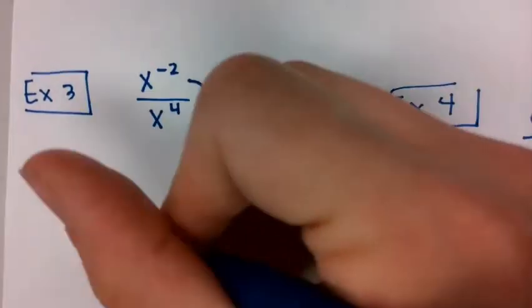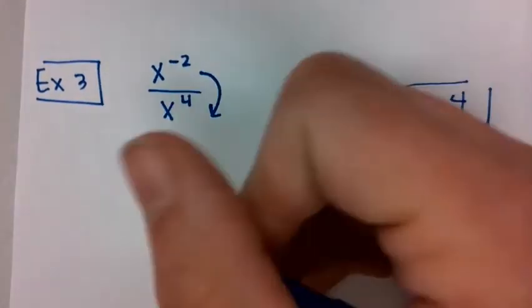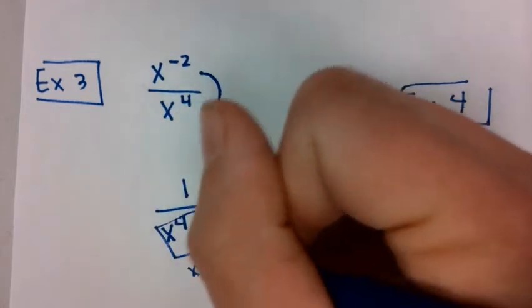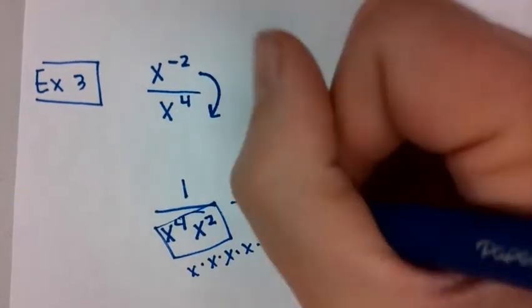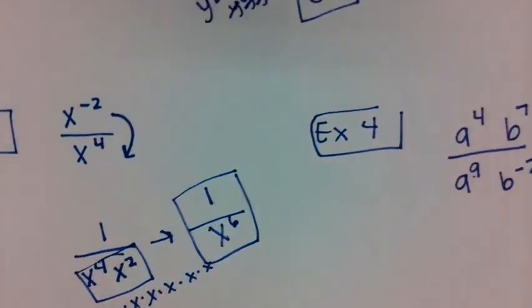And I combine my denominator. X to the 4th and x to the 2nd, if they join forces, there's 1, 2, 3, 4, 5, 6. X to the 6th power, and this would be my final answer.